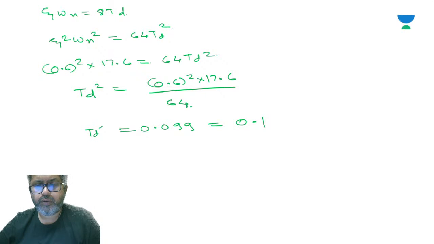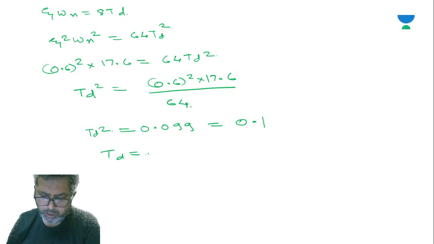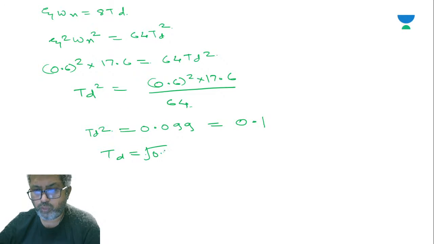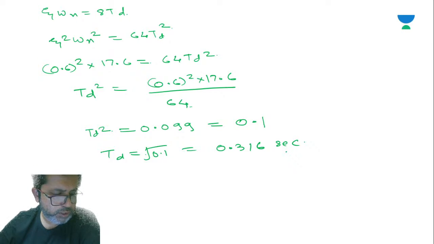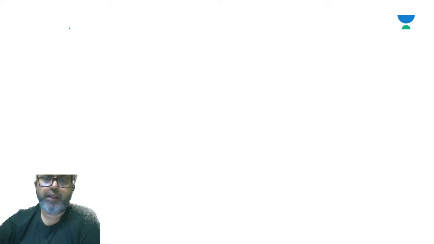This is TD square. So what will be TD? TD is nothing but the square root of 0.1, which is 0.316 seconds. So this is 0.316 seconds, the value of the derivative time constant.